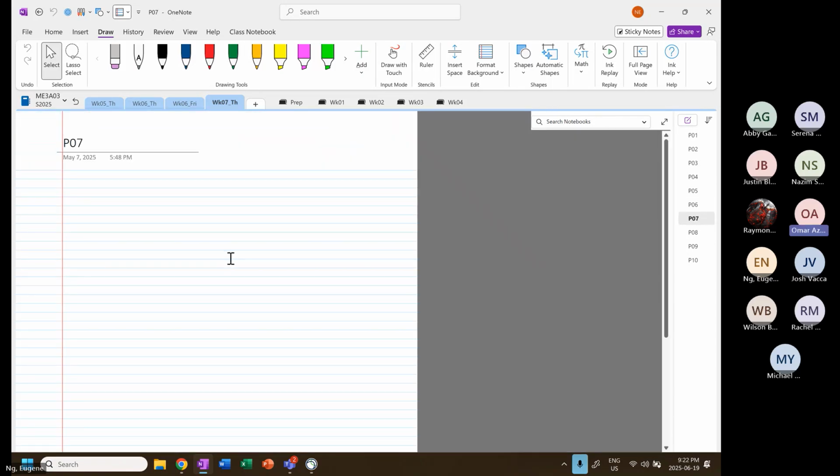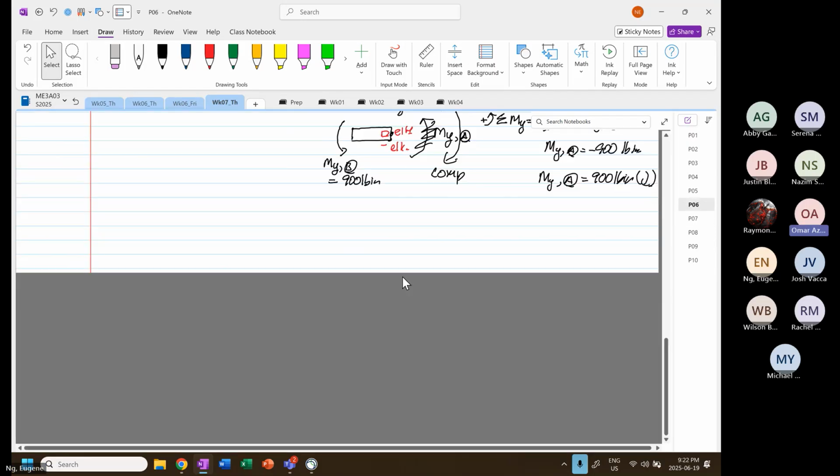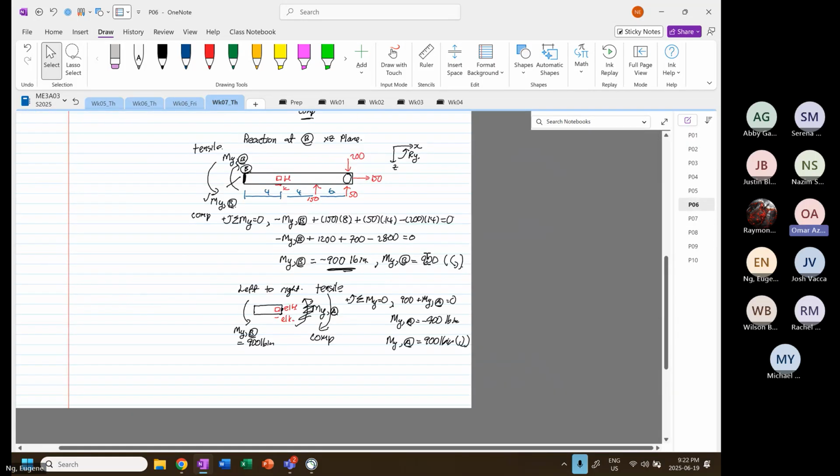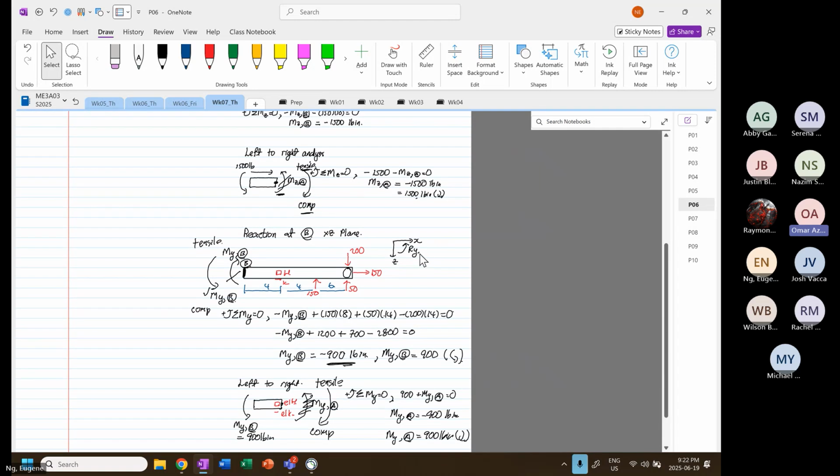Sorry, quick question. Yes. For the question that we just did, when we're finding the normal and shearing stresses, let's focus on normal stresses. We would just have to plug in those values of MY and MZ into the normal stress equation and then find y and z, right? Yeah. That's it. Okay.